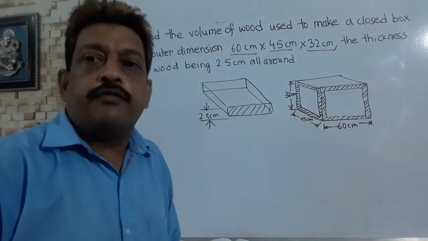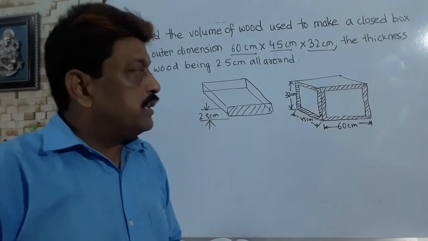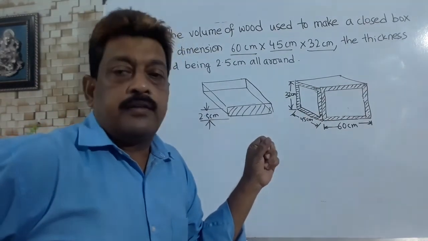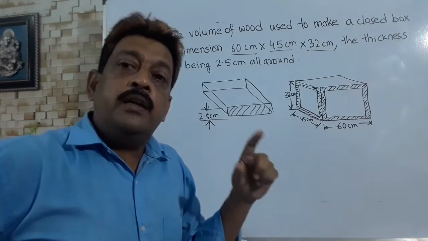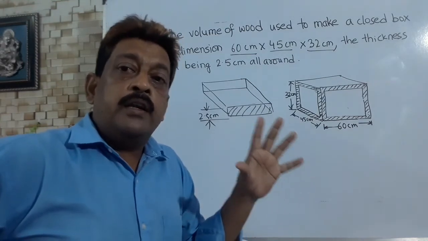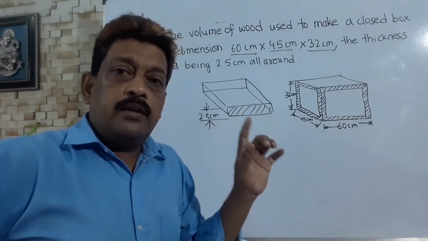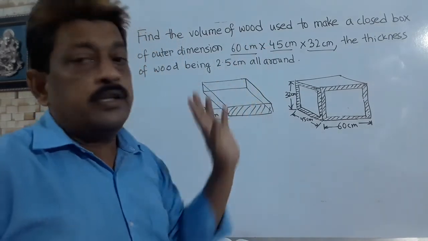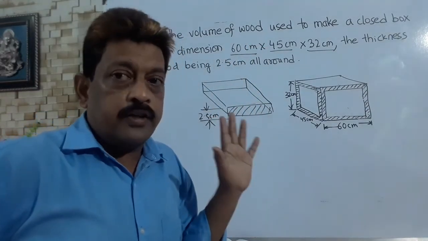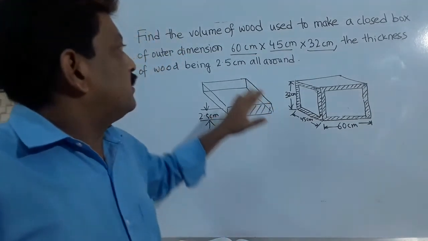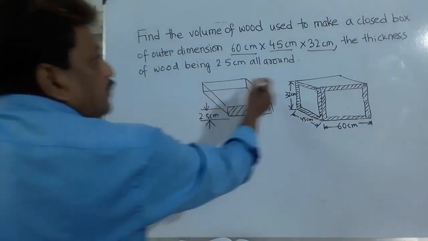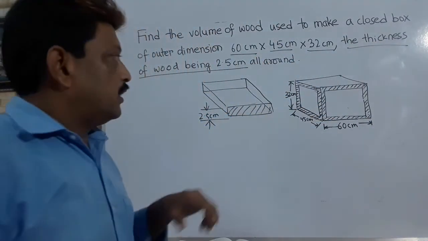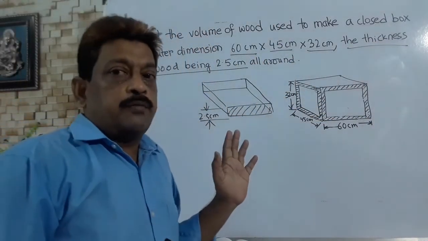First we have to find the outer volume with the outer dimensions, that is outer length, outer breadth and outer height. And then we have to find the inner volume by inner dimensions, that is inner length, inner breadth and inner height. But here in the question inner length, breadth, height are not given. But see, take note of this, the thickness of the wood being 2.5 centimeter.